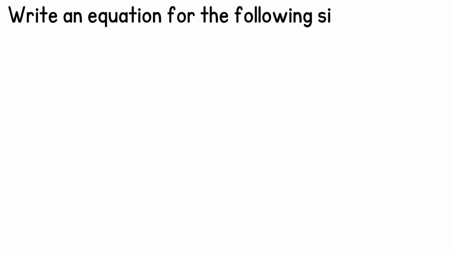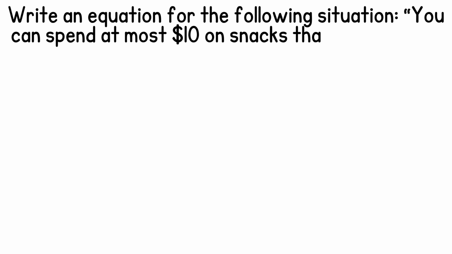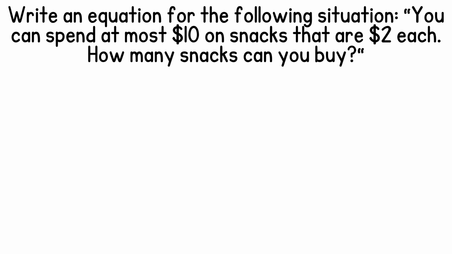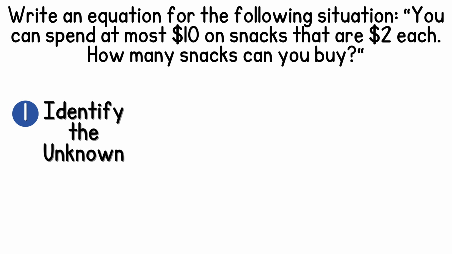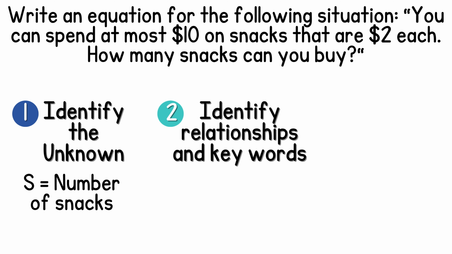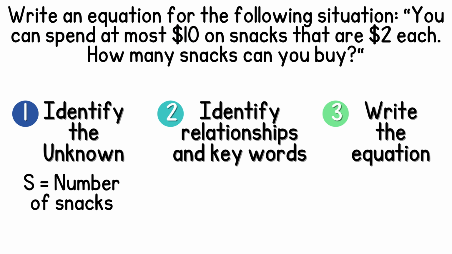Now we'll write an equation for this situation. You can spend at most $10 on snacks that are $2 each. How many snacks can you buy? Let's start by identifying the unknown. The question asks how many snacks we can buy, so that's what we're trying to find. So we can call S the number of snacks for now. Now let's identify the relationships. We see that snacks are $2 each, and that we can spend at most $10. So we'll use these relationships to write our equation now. So we can write this as 2 times S, which represents the number of snacks, must be less than or equal to the $10 that we have.